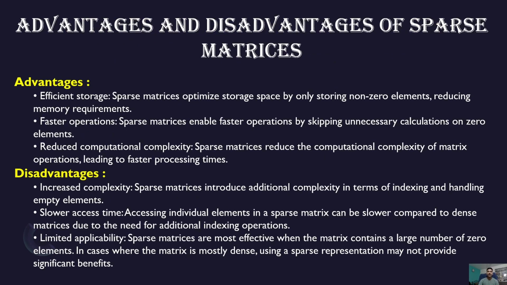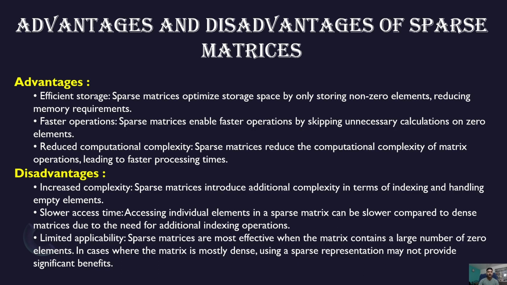Advantages and disadvantages of sparse matrices. Advantages: efficient storage. Sparse matrices optimize storage space by only storing non-zero elements, reducing memory requirements. Faster operations: sparse matrices enable faster operations by skipping unnecessary calculations on zero elements. Reduced computational complexity: sparse matrices reduce the computational complexity of matrix operations, leading to faster processing times. Disadvantages.